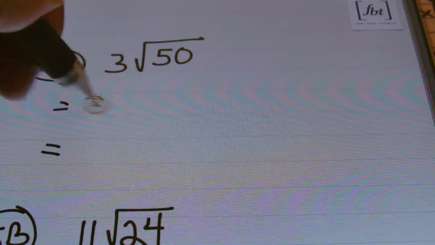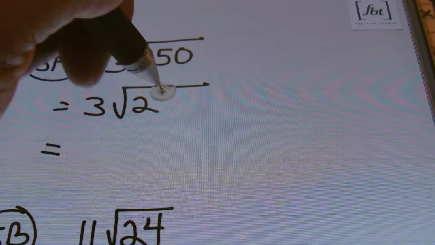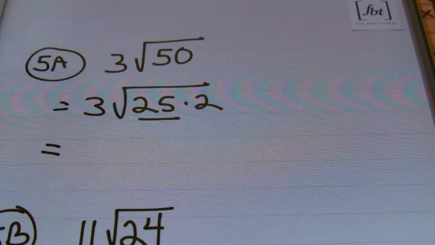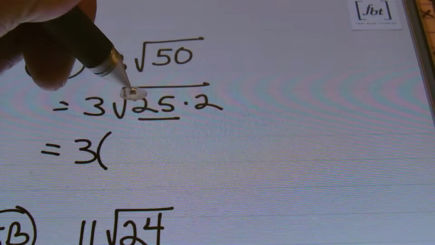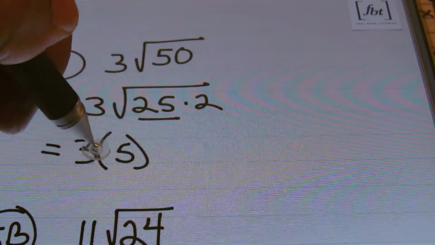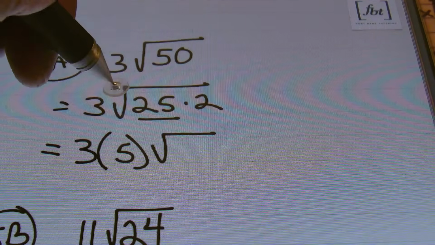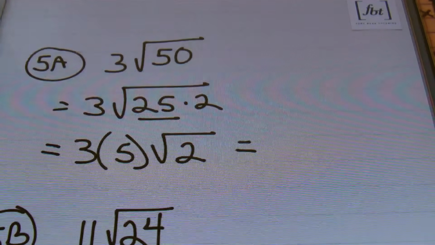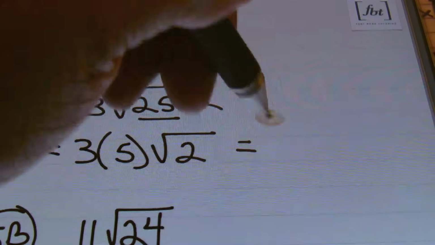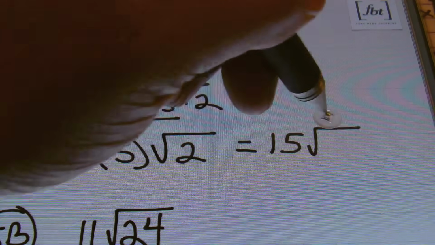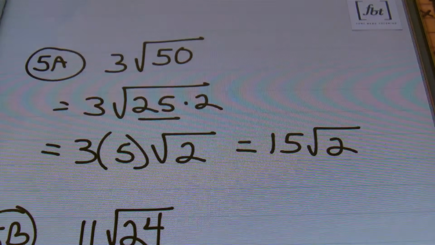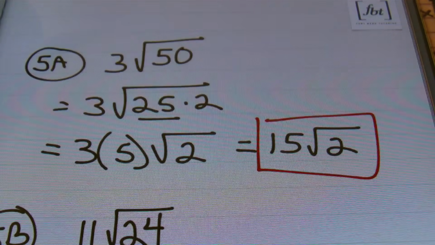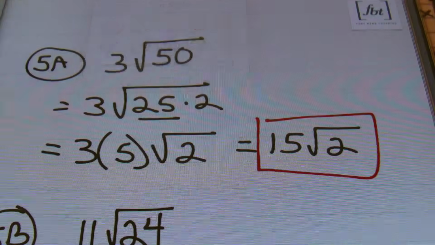So I'm going to expand this. I'm going to rewrite it as 3 times the square root of 25 times 2. Then taking the square root of 25, this 3 will multiply times 5, because the square root of 25 is 5, and what's left underneath the radical sign is the number 2. From there, you'll multiply this out, and 3 times 5 will give you 15. And what's underneath the radical is still 2. So my answer here is 15 times the square root of 2. Done and done. Problem 5a.